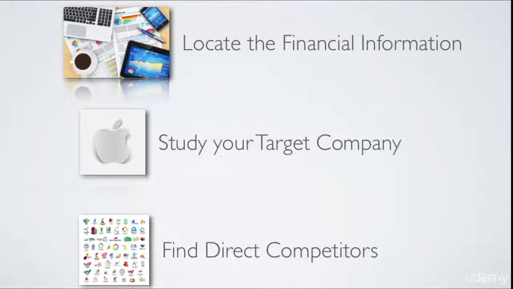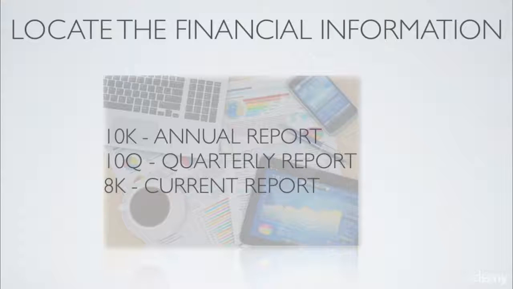First of all, we're going to select and locate the financial information that we are going to use for our analysis. Second, we want to study our target company. And third, we are going to find the direct competitors. As for the first point, locate the financial information. Out there is plenty of financial information. We can find it in newspapers, in media, on the internet, in financial reports, press releases, and so on and so forth. But the main reports that we are going to look at are the 10K, which is the annual report, the 10Q, which is the quarterly report, and the 8K, which is the current report.